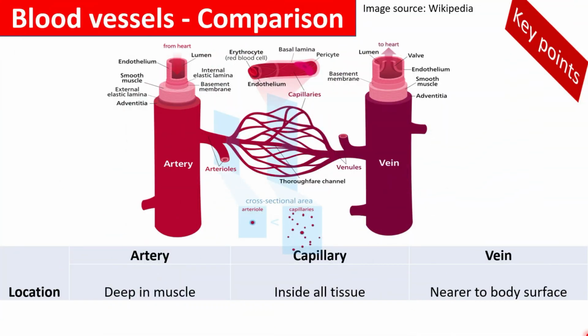Arteries are present deep inside the muscles, not on the upper surface. And the capillaries, of course, move to different parts of our body, deep inside as well as to the surface. They enter all the parts of our body and supply oxygen and food material to all the cells and tissues. And veins are present near the surface of the body.